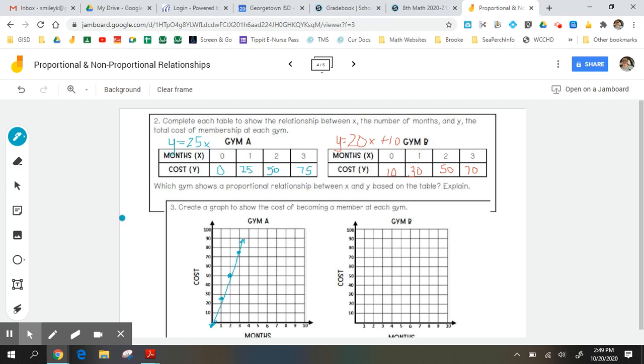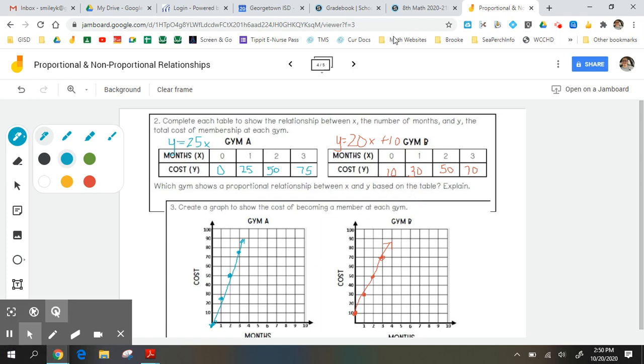Let me switch to red. Again, we're going to graph these points. So 0, 10. I'm going to start on the 10 on the y-axis. 1, 30, 2, and 50, and 3, and 70. All right, so you can tell because it goes through 0, 0, gym A is proportional. Gym B starts at a y-intercept that is not 0, so it is non-proportional.